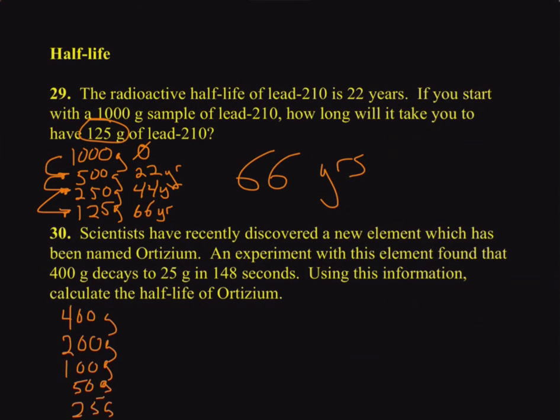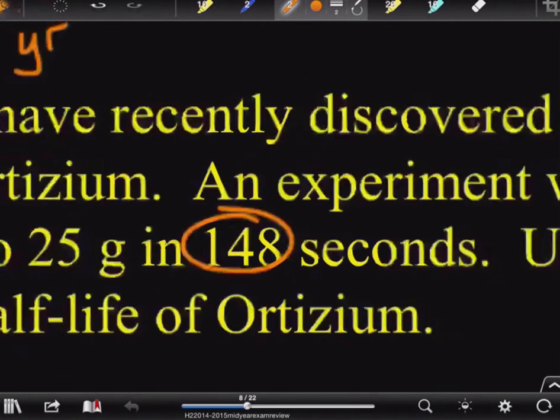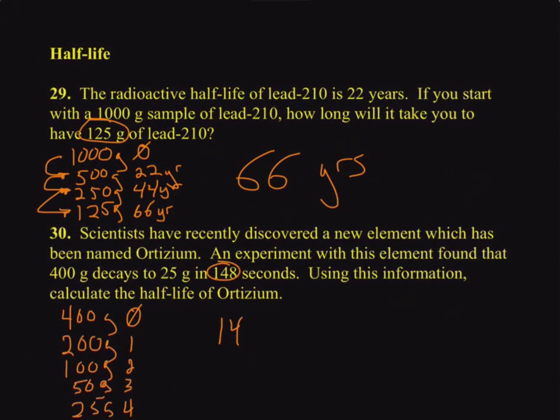So how many times did I have to cut it in half? Well, start with 0. Cut it in half once, twice, 3 times, 4 times. So 4 half-lives had to go by to get from 400 down to 25. And according to the problem, that was 148 seconds. So if 148 seconds is 4 half-lives, then 1 half-life is 148 divided by 4, right, which is 37 seconds. Okay, so 37 seconds would be the first half-life.